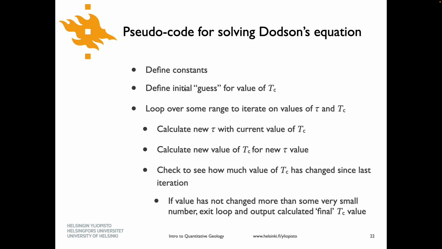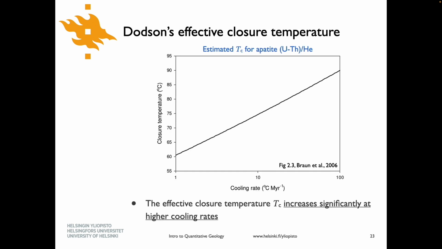I think I actually put this also into the little demonstration notebook for today. But we'll define whatever constants, make some guess for what the closure temperature is, and then have a loop where we go through, calculate tau, calculate a new closure temperature, and then do the same thing over and over again and check to see at what point the closure temperature stops changing. And at that point, we can say we found a suitable estimate for the closure temperature. That's going to be easiest to see, I think, in the exercise itself.